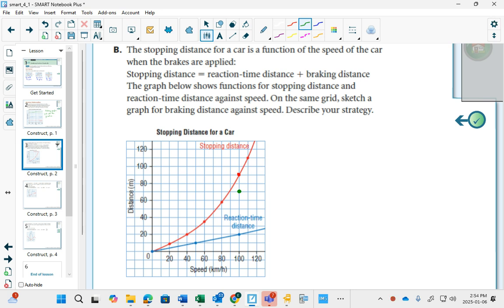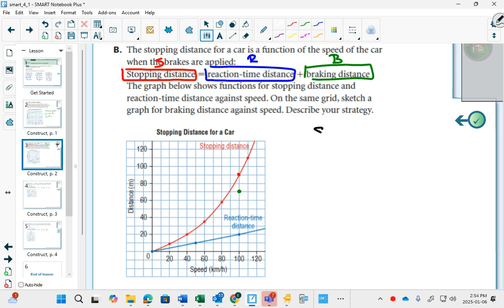So, up at the top here, they've got an equation. They've got stopping distance, which I'm going to put a red box around. That's my red graph. Reaction time distance, that's my blue graph. And we want to draw the graph of the braking distance. I'm going to call that B. I'm going to call this R. And I'm going to call this S. So we've got the following equation right now. We've got S equals R plus B.